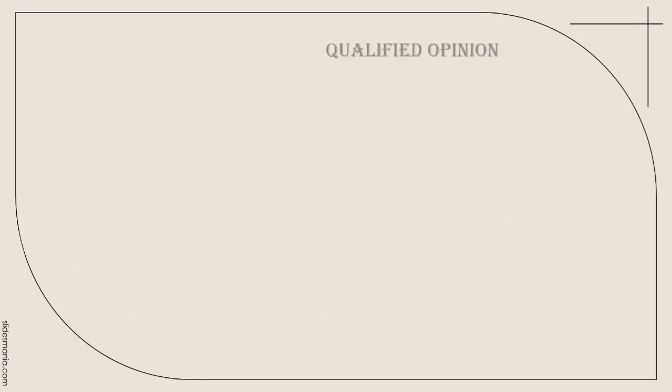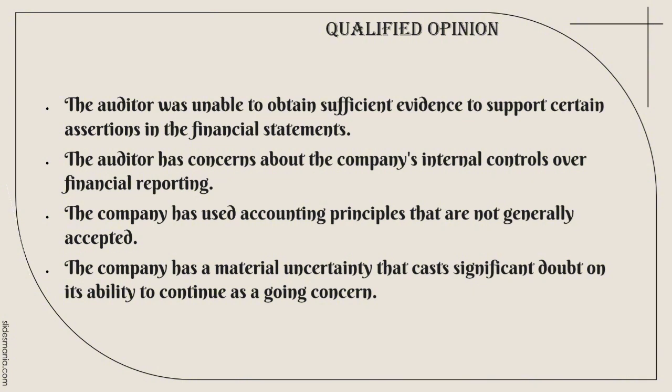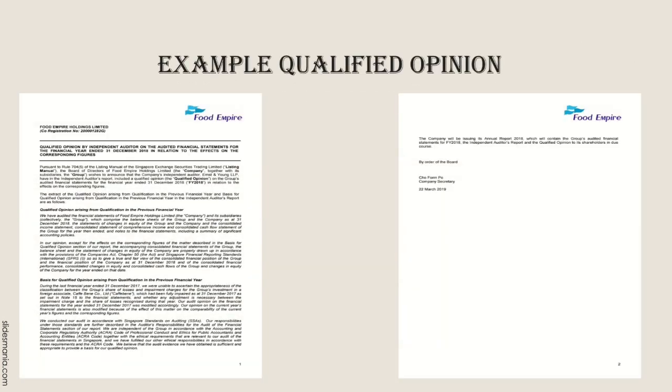Qualified opinion. The auditor was unable to obtain sufficient evidence to support certain assertions in the financial statements. The auditor has concerns about the company's internal controls over financial reporting. The company has used accounting principles that are not generally accepted. The company has a material uncertainty that casts significant doubt on its ability to continue as a going concern. Example: qualified opinion.